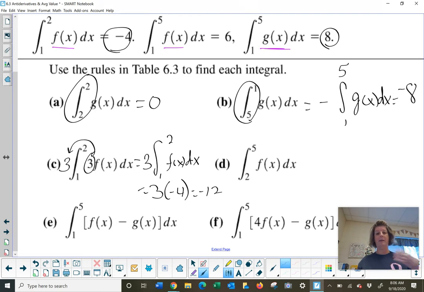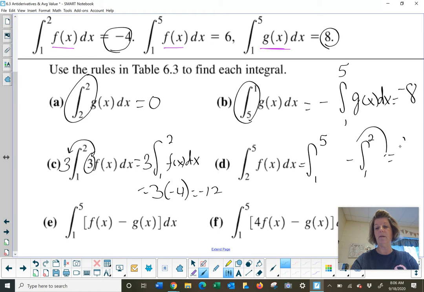2 to 5. Here's where I think the work kind of begins. So how are we going to get 2 to 5? I see 1 to 5 and I see 1 to 2. What would happen if I took 1 to 5 and subtracted 1 to 2? I would remove the area then on the 1 to 2, wouldn't I? And this would leave us a 2 to 5 result. So 1 to 5 minus 1 to 2 of f of x dx.